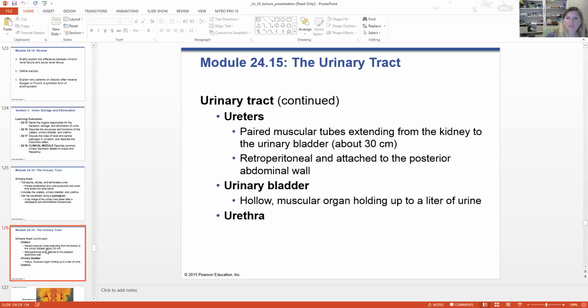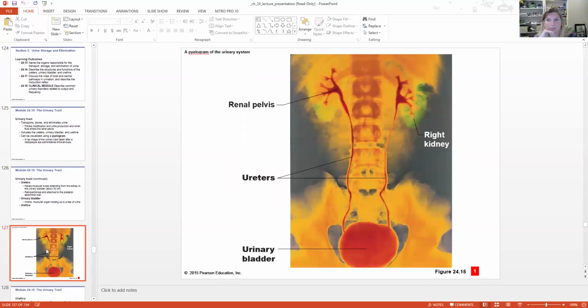So the ureters themselves are these small little muscular tubes, smooth muscle of course, from the kidneys to the bladder, retroperitoneal. The bladder is a hollow muscular organ, can hold up to 1 liter of urine, and then the urethra itself is the tube that eliminates the urine from the body.